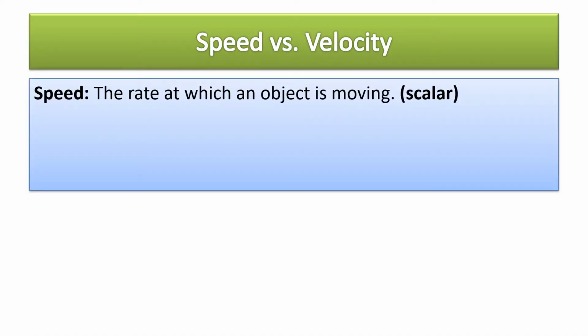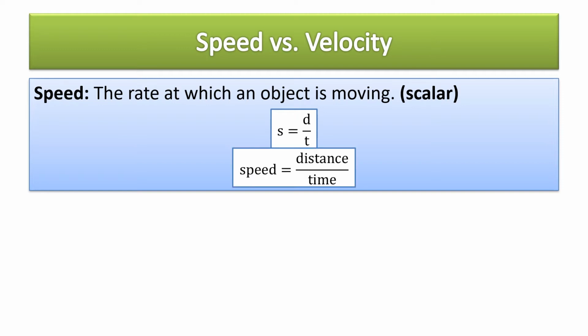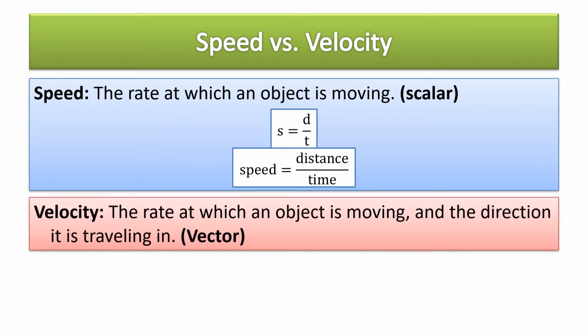So, speed versus velocity. Speed is the rate at which an object is moving. It's a scalar quantity, and you can use this equation. S is equal to d over t. These stand for speed is equal to the distance divided by the time. It's a rate, so that's why you have the division there. How much distance do you travel per second?